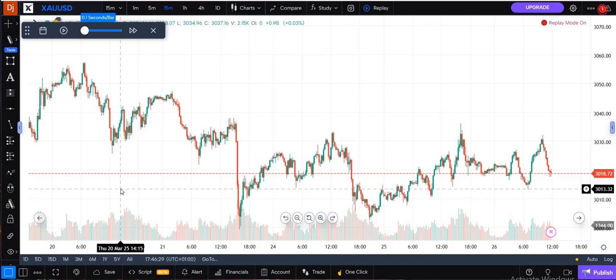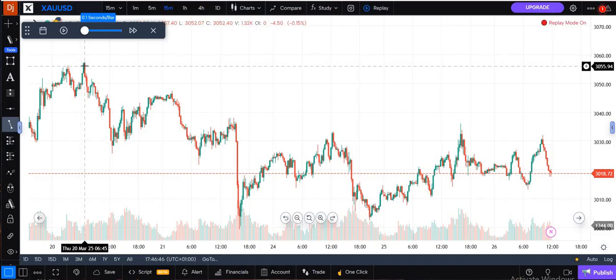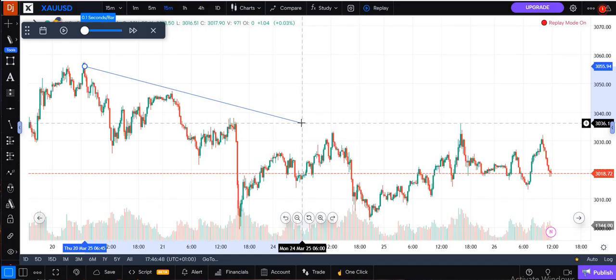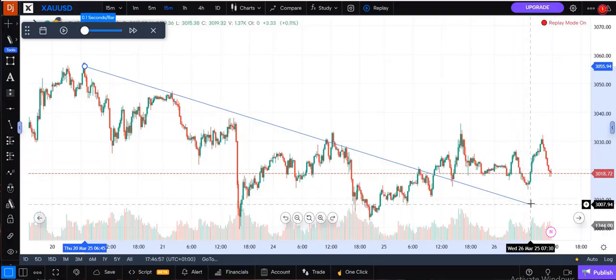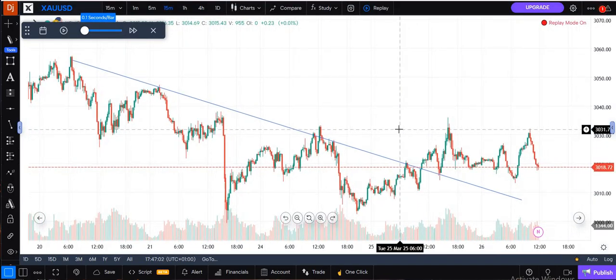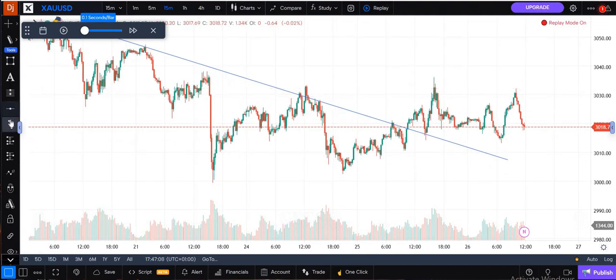Today we would be working with the breakout and retest strategy. If you've been following my previous videos, you would know that the first thing we do is to draw our trend line from the previous peak, like the previous highest high that we have on the charts. We draw it down like this.